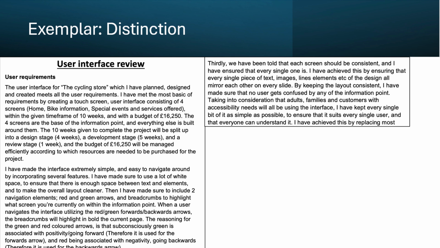So they've used navigation, they've made use of white space, and they've used arrows to make it easy to go from one screen to another. They've used breadcrumbs to highlight what screen they're on. So you remember I mentioned earlier that the screen they're on is highlighted bold in the navigation menu, so that tells the user where they are in terms of the navigation. They've justified a little bit the green and red color arrows. So green is about positivity going forward, red's going back. So that's an interesting explanation of it.